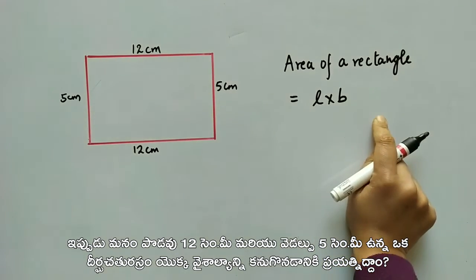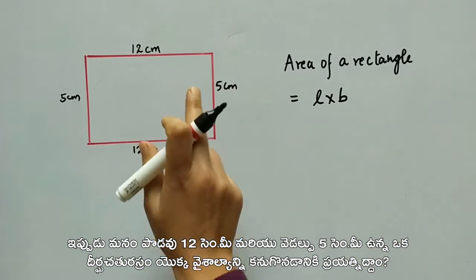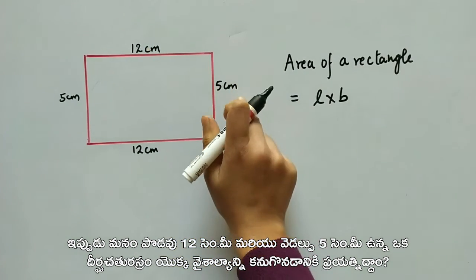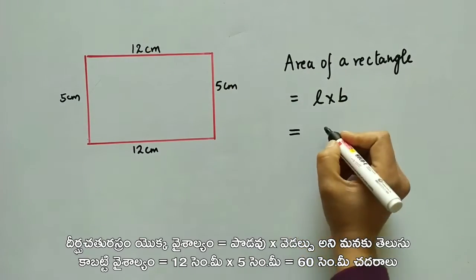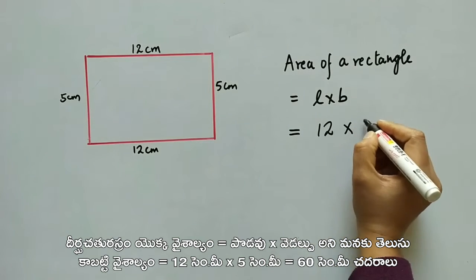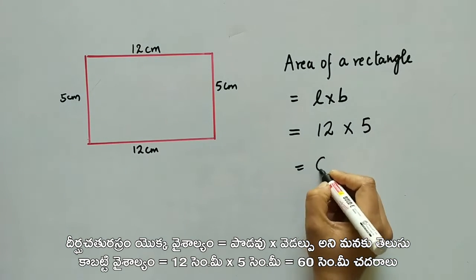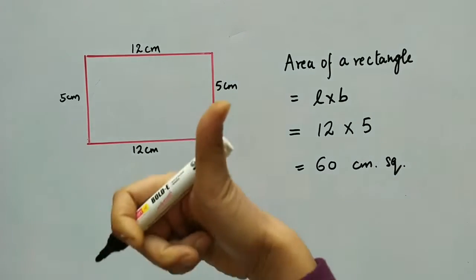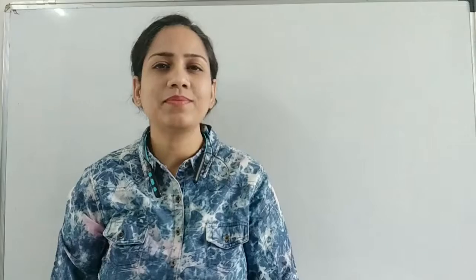Using the same formula, let's find the area of this rectangle. The length of this rectangle is 12 centimeter and the breadth is 5 centimeter. So the area is 12 into 5, which is equal to 60 centimeter square. Well done.